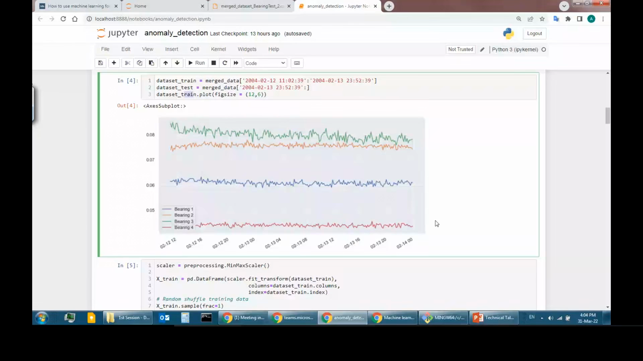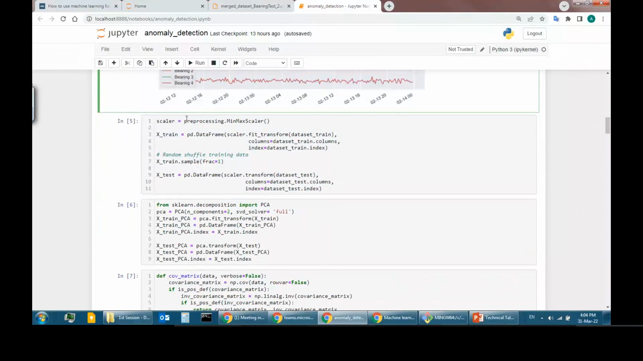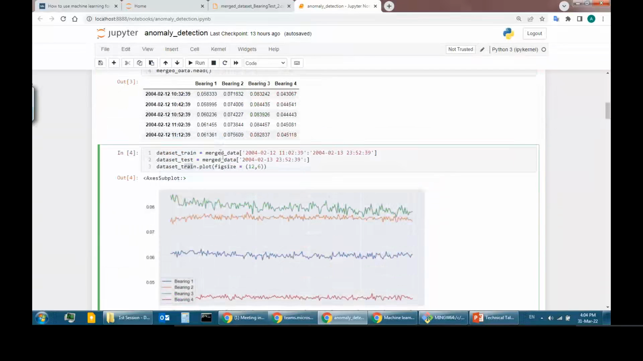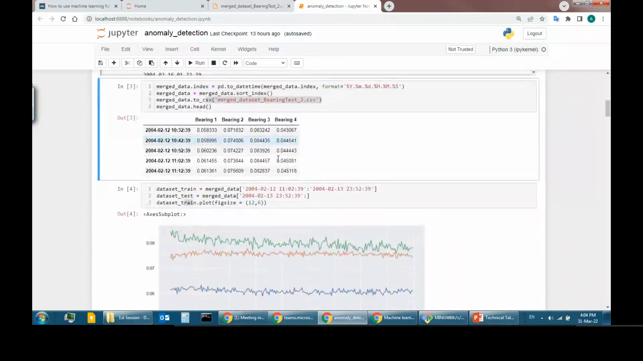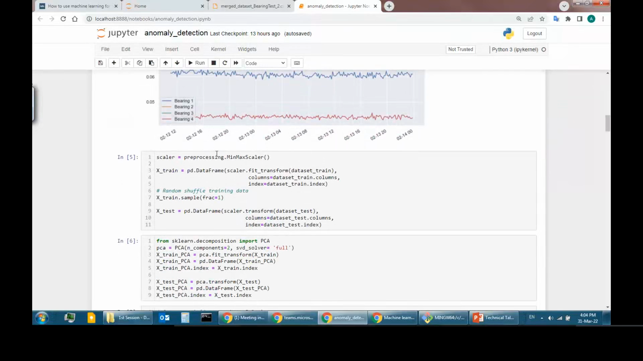And this is how the bearing readings look like, bearing 1, 2, 3, and 4. Then the next step is just to normalize, which means you cannot just take these values. This is not proper for the consumption of the neural network. Any kind of machine learning, actually, they are using PCA here, but still for PCA or else, they assume some kind of normalization.